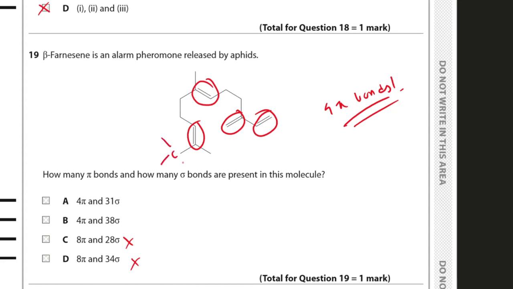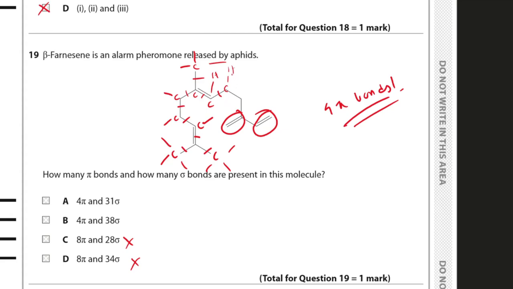So if we check down here, we can see there are 6 sigma bonds, and then that's 7, 8, and 9. And again, if you do it down here, 10, then 11, 12, 13, 14, 15, 16, 17, 18, 19, 20, 21, 22.